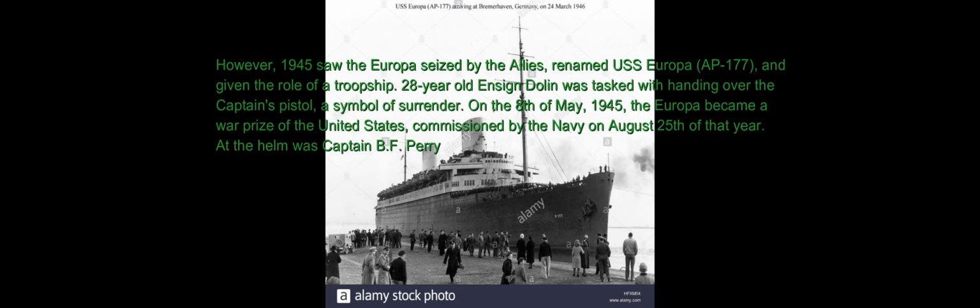28-year-old Ensign Dolin was tasked with handing over the captain's pistol, a symbol of surrender. On the 8th of May 1945, the Europa became a war prize of the United States, commissioned by the Navy on August 25th of that year. At the helm was Captain B.F.